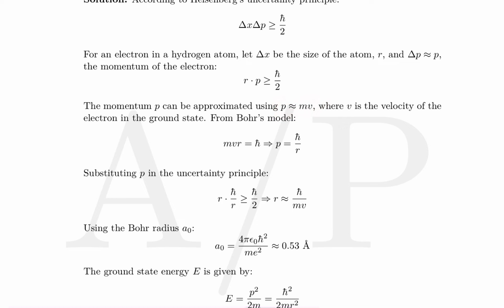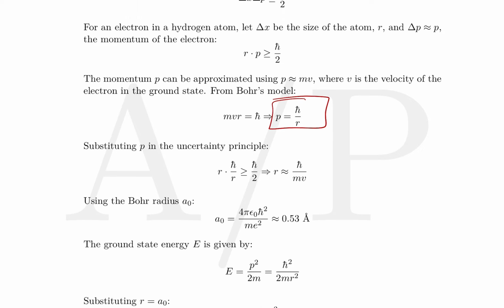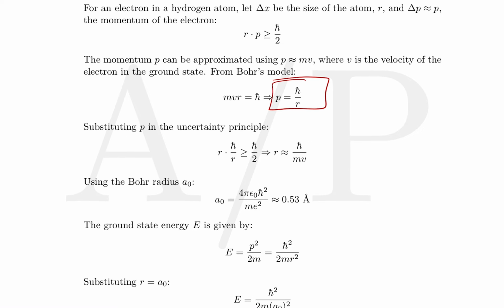Then we put it here, mvr equals ħ, as we have seen from the angular momentum conservation, L is equal to mvr. So the p we get is ħ over r. This needs to be highlighted: p is equal to ħ over r. Now we substitute p in the uncertainty principle.